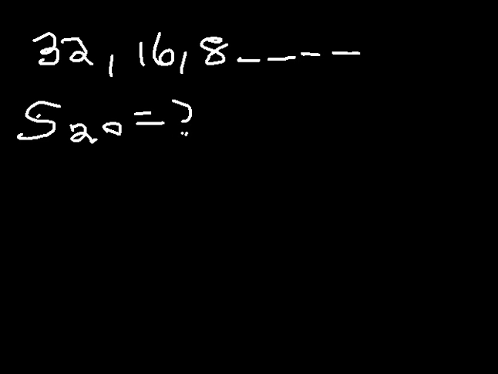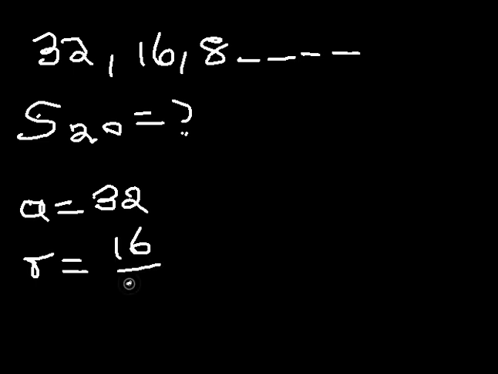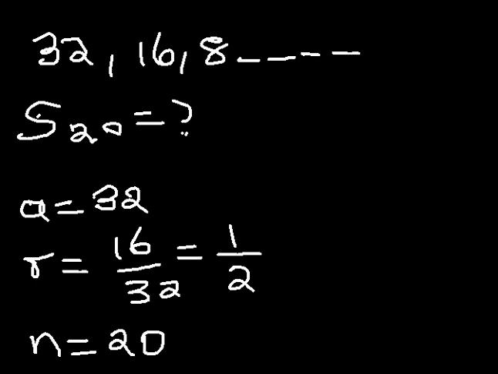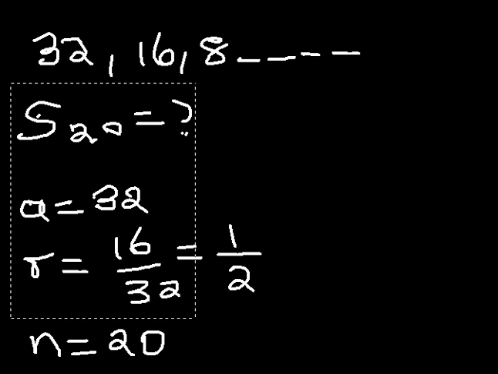First, we have to look at the first term. What is the first term? The first term is given as 32. And what is the common ratio? The common ratio is 16 divided by 32, which is the same as 1/2. So as you can see, the common ratio is less than 1, and the number of terms is 20, because we want the sum of 20 terms. So what would be the formula to be used to find the sum of terms?